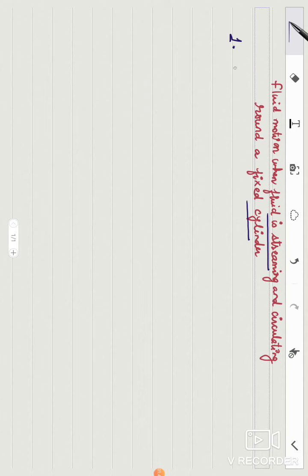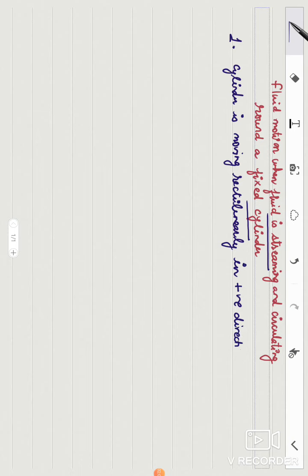The first situation is that the cylinder is moving rectilinearly in the positive x direction. So this is the cylinder and it is moving in the positive x direction. This is situation 1.